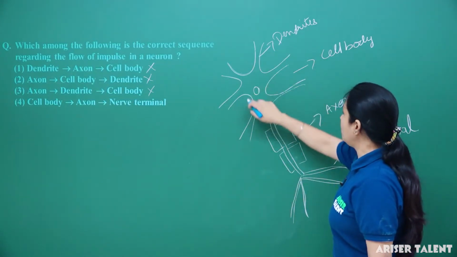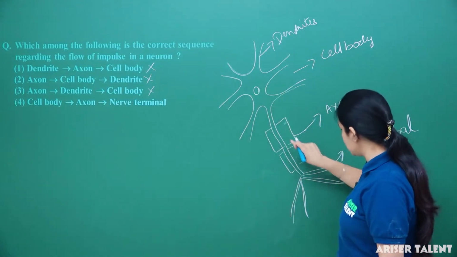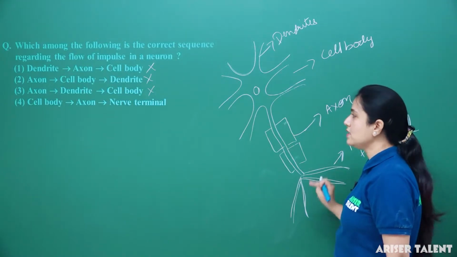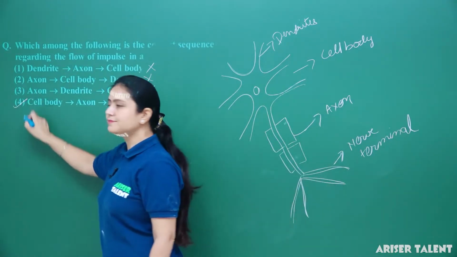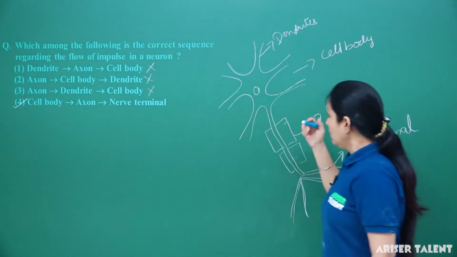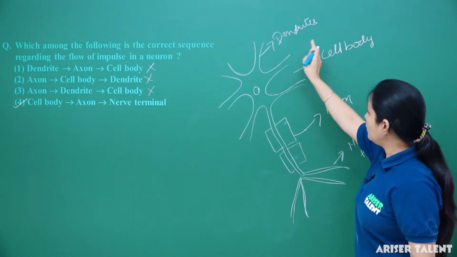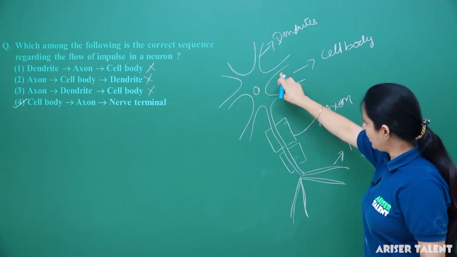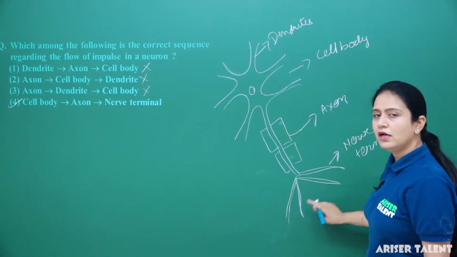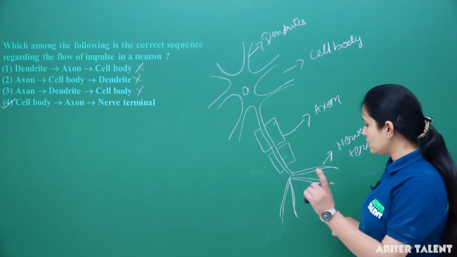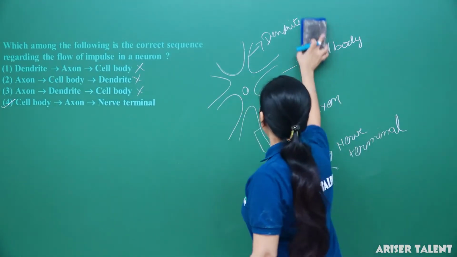Now cell body to axon, axon to nerve terminal. This is the correct flow of impulse in a neuron. Clear? Flow of impulse will be from cell body, it will go into the axon, and from axon it will go to the nerve terminal. Clear? So this is the correct flow of impulse.